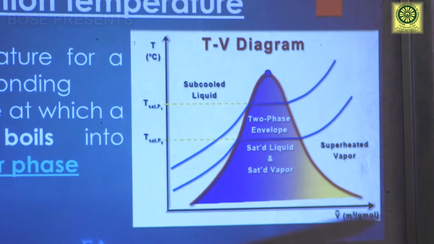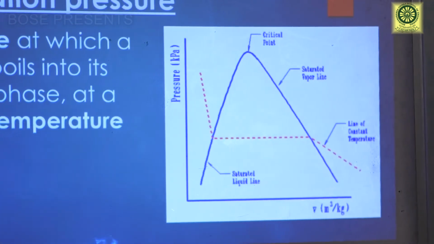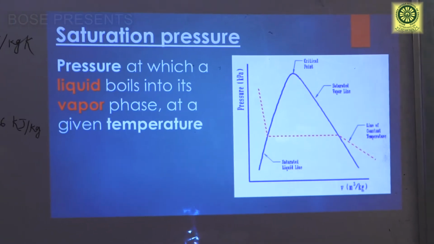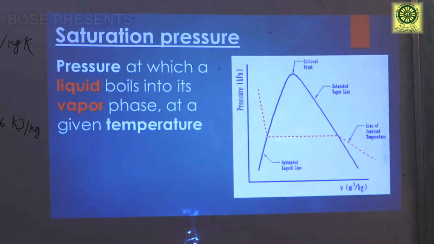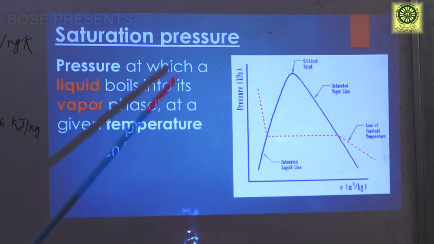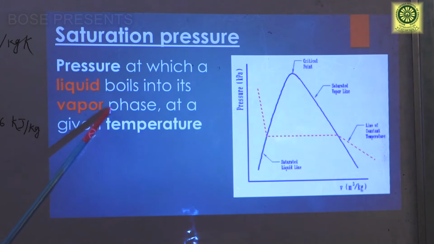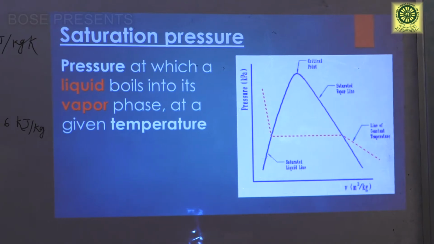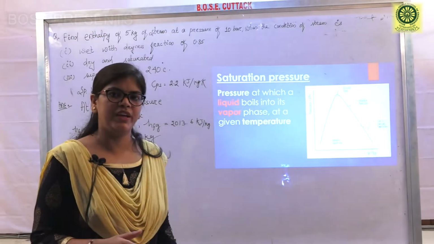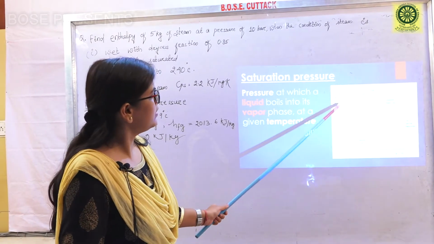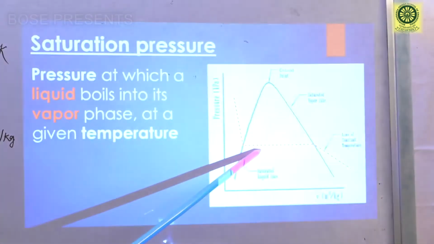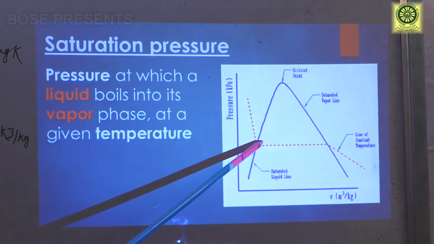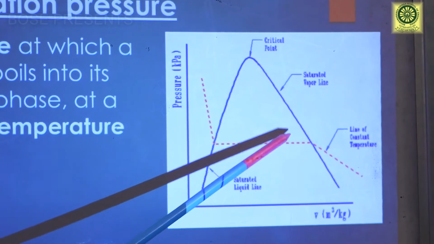Next, let's go to saturation pressure. As you understand, saturation temperature is the temperature at which water converts to vapor phase. Similarly, saturation pressure is the pressure at which your liquid or water converts to vapor phase. That means water boils into its vapor phase at a given temperature. To remember this: for a particular pressure, a temperature is fixed, and similarly, for a particular temperature, pressure is fixed. And here, this is your PV diagram where you can see this is your temperature line, and for this temperature, this is your saturation pressure.